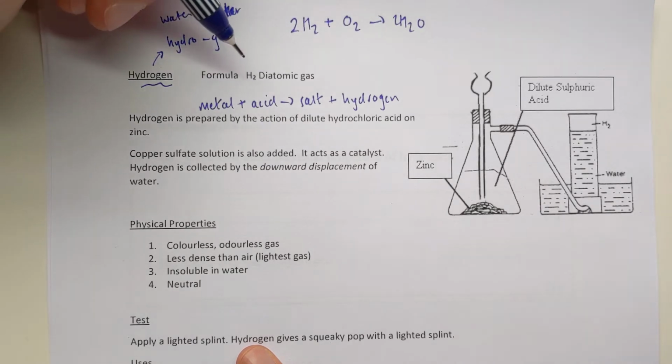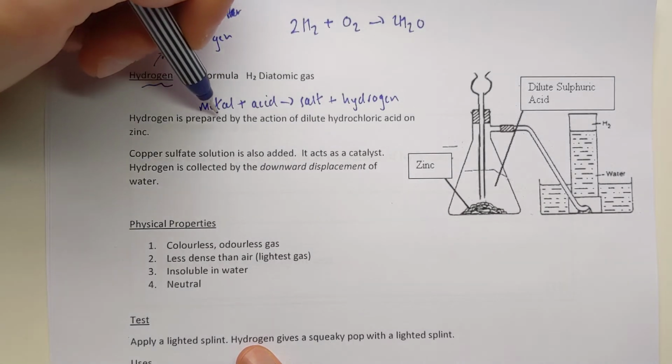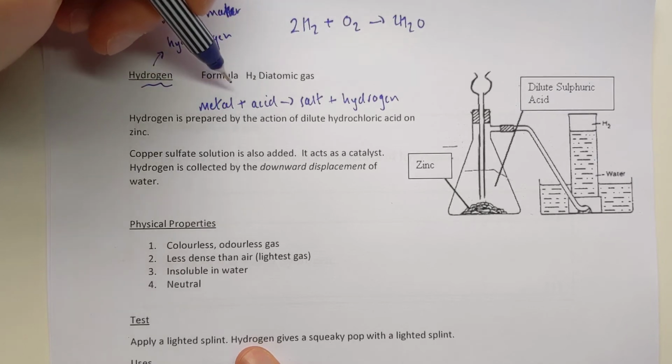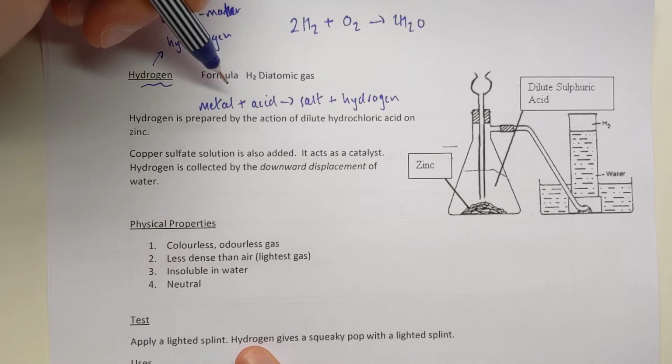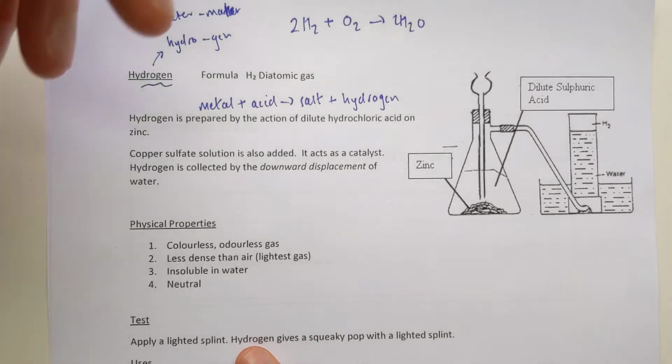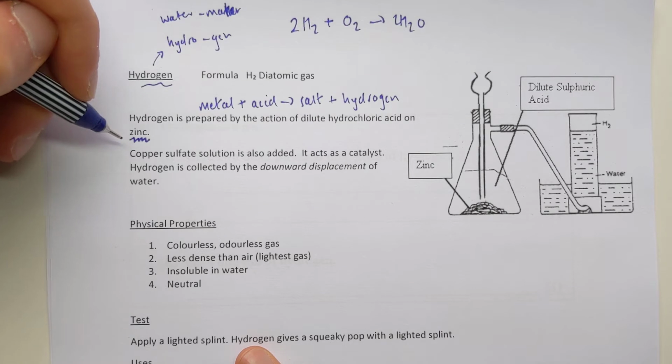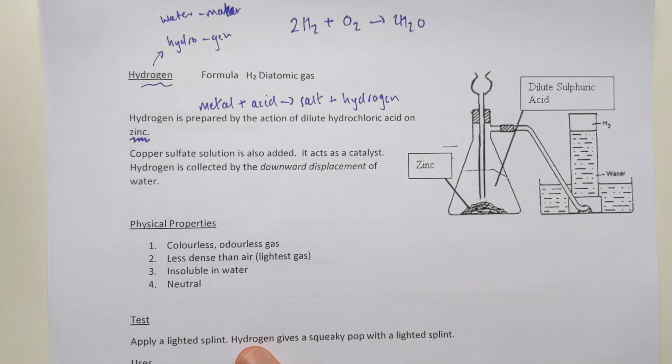You have to be a wee bit careful which metal you pick. Obviously if you pick a metal which is a bit too reactive, it's going to be a bit uncontrollable, and if you pick a metal that's too unreactive, it's going to be too slow. The metal that they kind of settle on is zinc. Zinc's kind of in the middle of the reactivity series. So it's going to produce a good amount of hydrogen, but not too quickly and not too slowly.